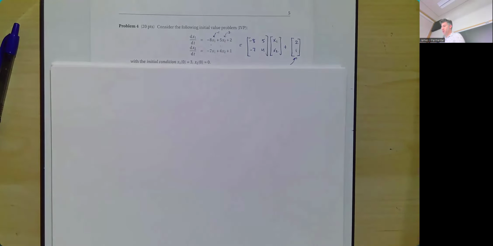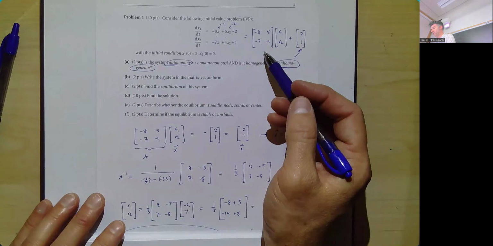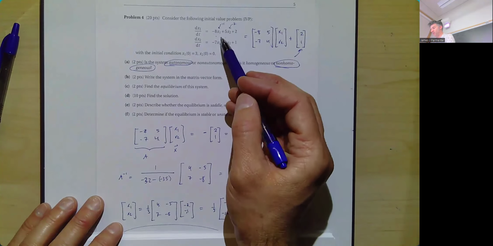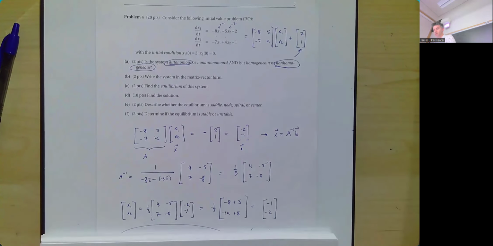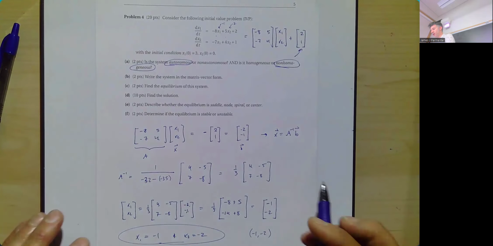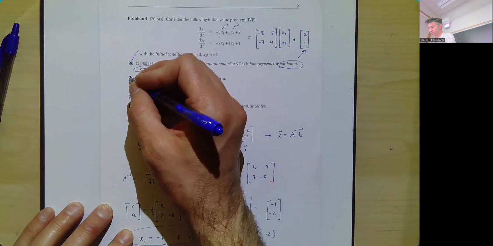Okay. So we rewrote the equation as a matrix equation. So the matrix -8, 5, -7, 4 times x1, x2 plus the leftovers 2, 1. We did that. We talked about how it's non-homogeneous and autonomous.